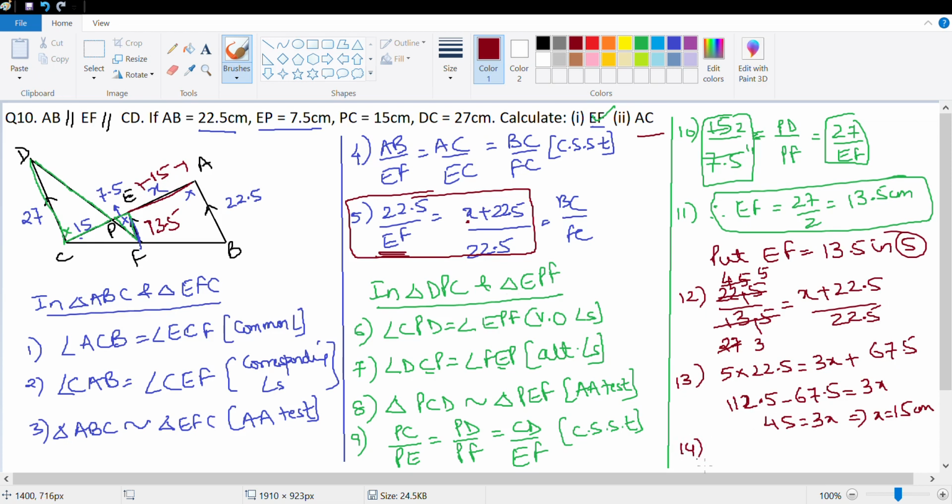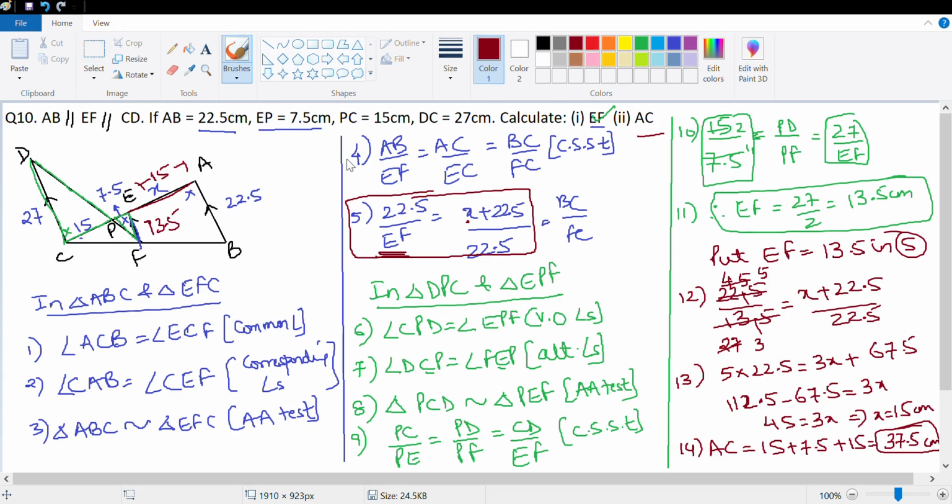What do we have to calculate? AC would be equal to 15 plus 7.5 plus 15, which is equal to 37.5 centimeter. Done. That's the question. Thank you so much. Let's look at the next question.